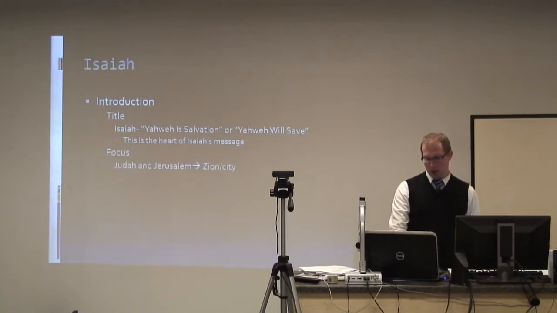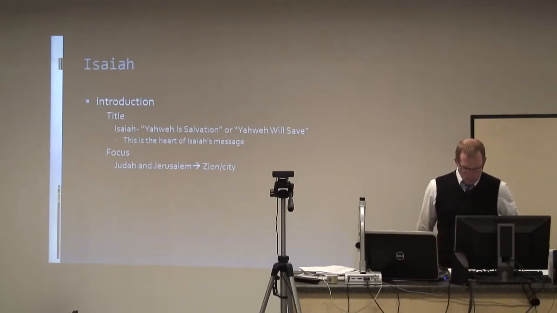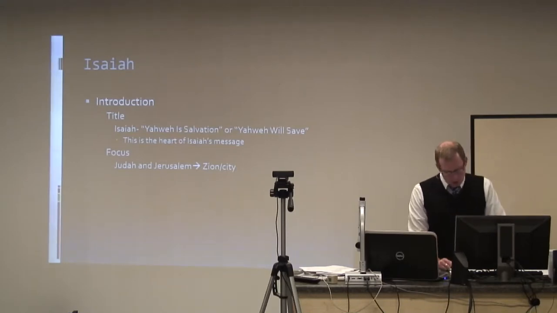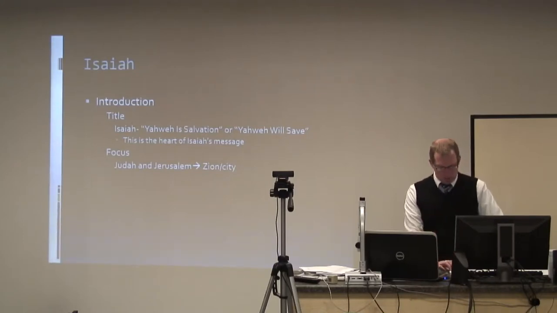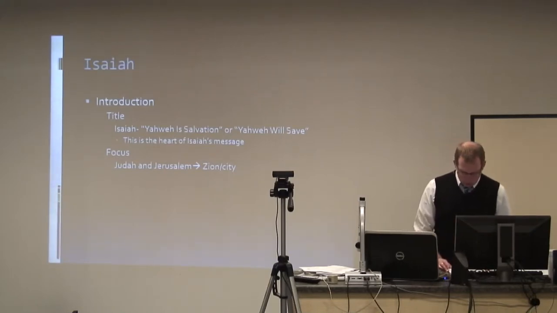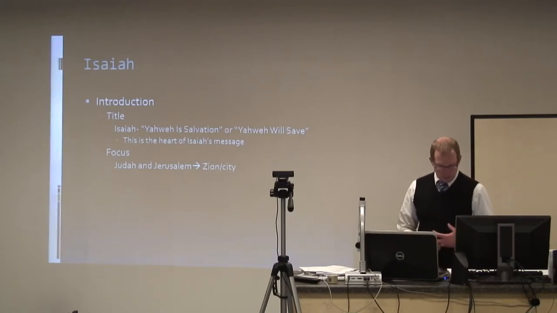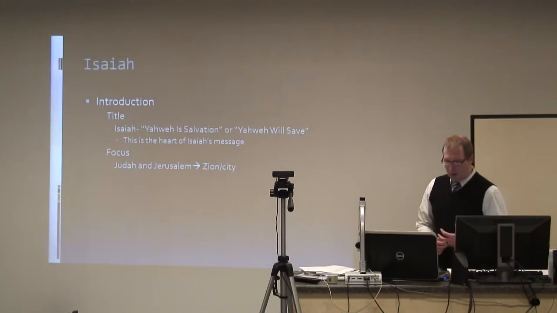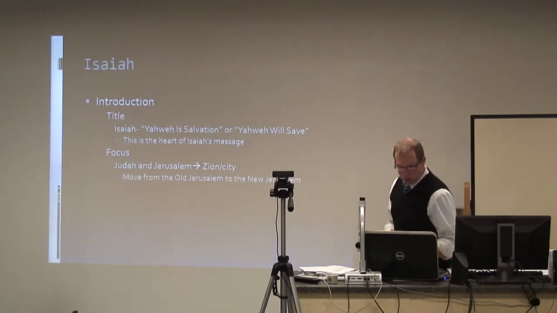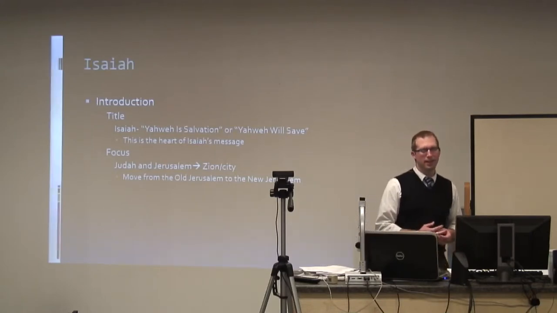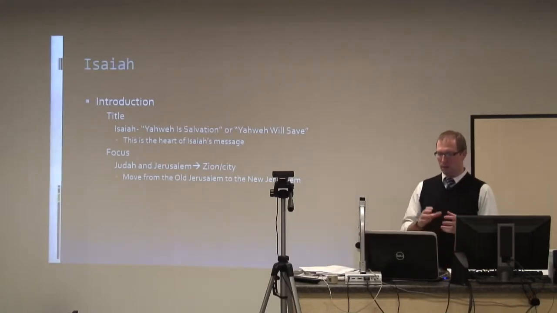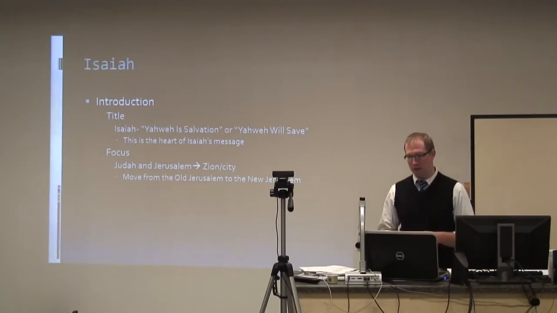The focus of the book is primarily on Judah and Jerusalem. Judah is mentioned 26 times. Jerusalem is mentioned in the book 46 times. Zion, which is the mountain that Jerusalem sits on, is mentioned 47 times. The city, 18 times. Another word for city, another 6 times. So it's very clear that the movement there is from Old Jerusalem to the New Jerusalem. But Judah, Jerusalem, certainly the focus of Isaiah's attention.